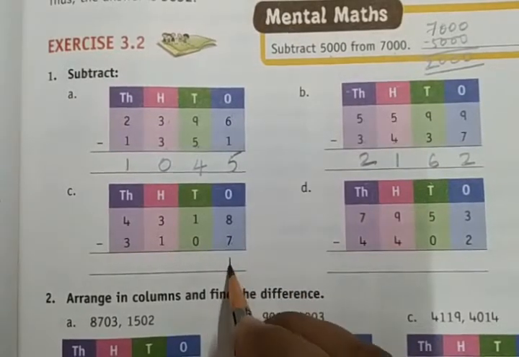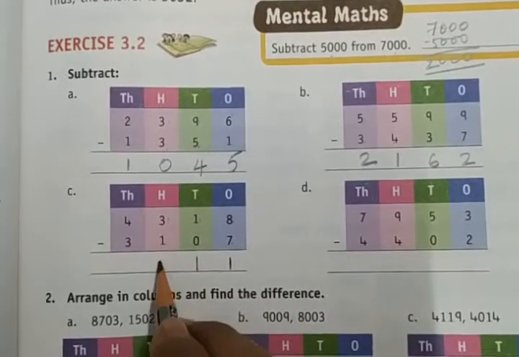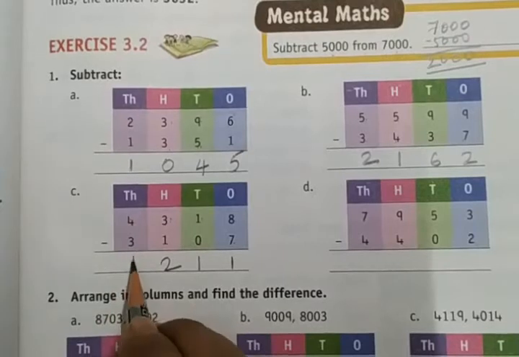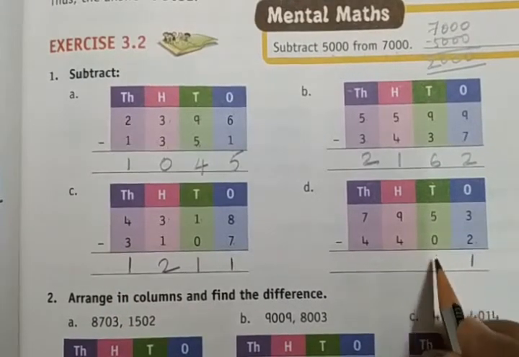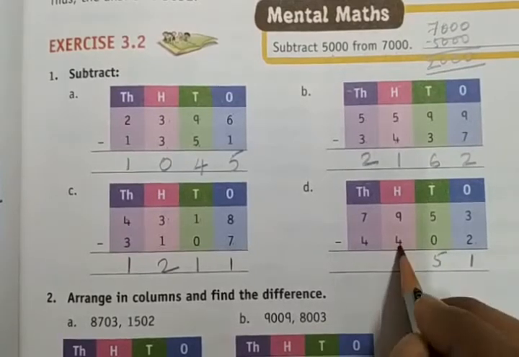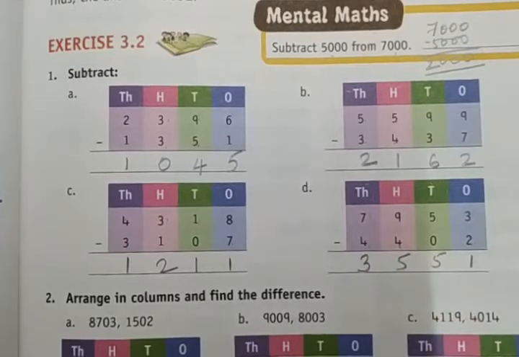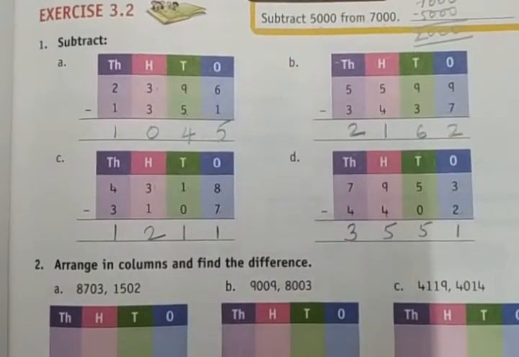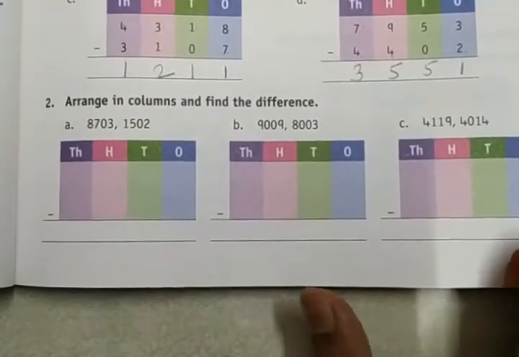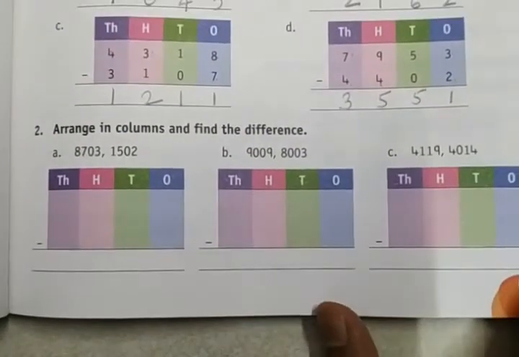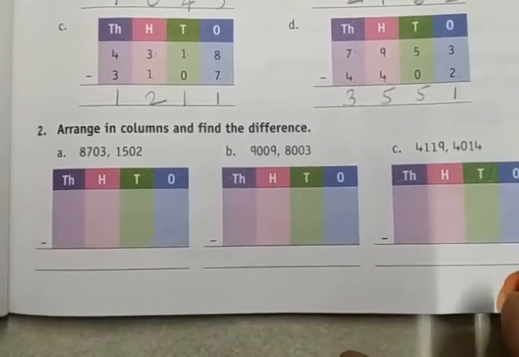8 minus 7 is 1. 1 minus 0 is 1. 3 minus 1 is 2. 4 minus 3 is 1. Right? 3 minus 2 is 1. 5 minus 0 is 5. 9 minus 4 is 5. 7 minus 4 is 3. So this is how we have to do the subtraction of a 4-digit number and a 4-digit number without regrouping. Right? Arrange in the column and find the difference.